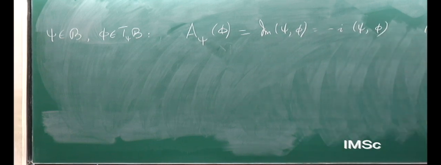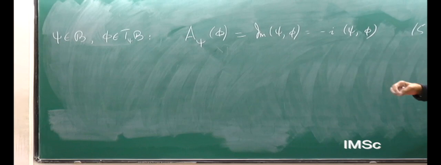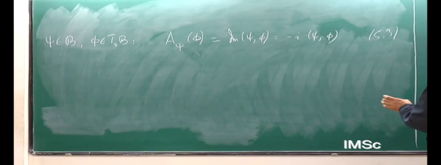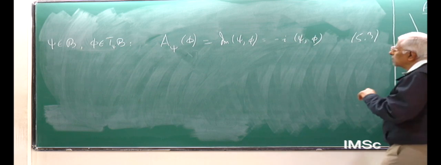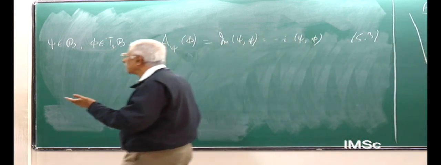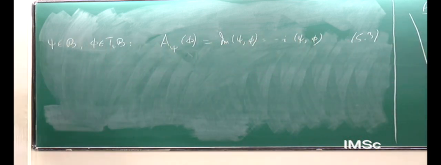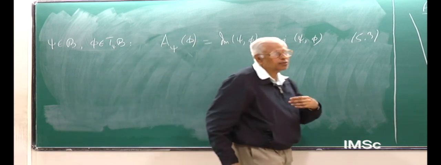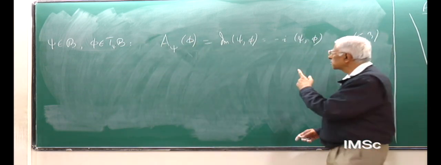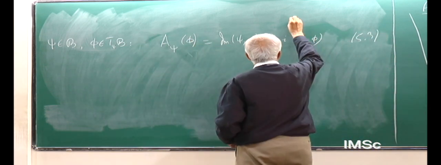So this is the point-by-point definition of the way in which this one form acts. In other languages you may be more familiar with, we might say phi is like a contravariant vector. That's the same thing as a tangent vector. A one form is a covariant vector. It is also called a cotangent vector.